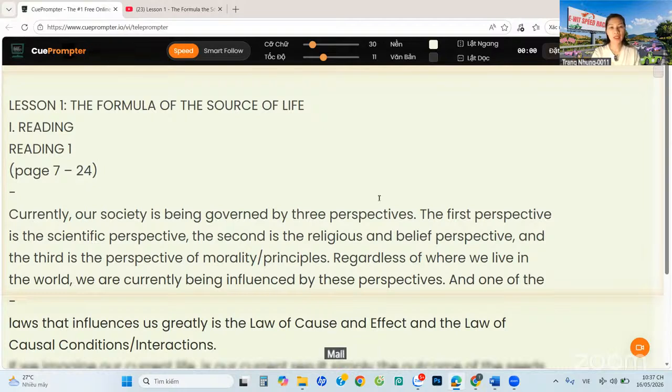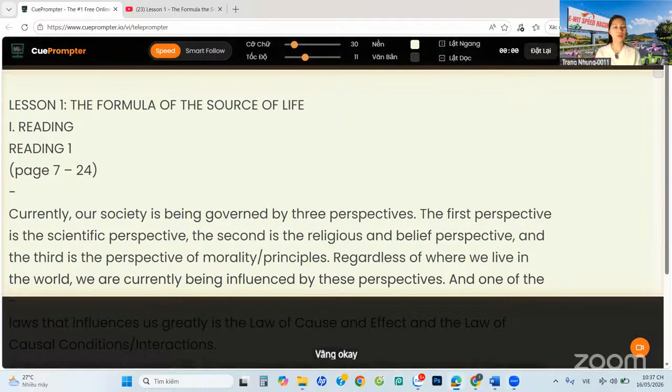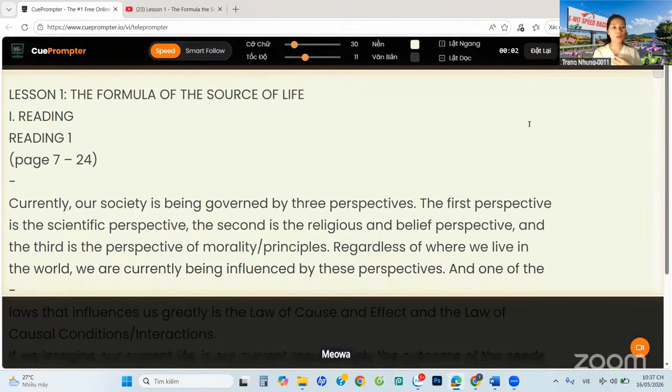Today, I would like to present speed reading lesson one, the formula of the source of life. I'm ready. Okay, let's go. Let's start on the formula of the source of life.